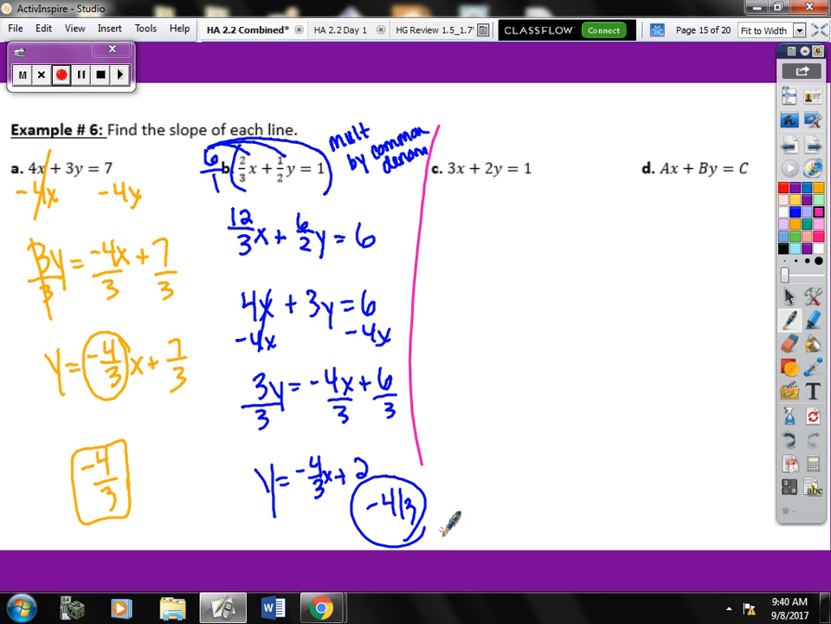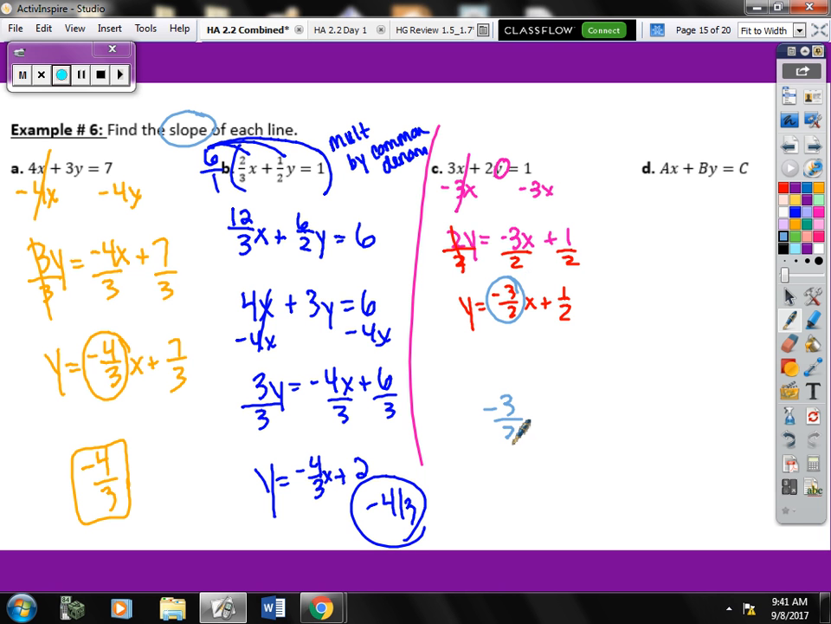Okay, so for this one, again, to find my slope, I'm going to solve this for y. So I would subtract 3x. Again, I always put it instead of 1 minus 3x, negative 3x plus 1. And then I would undo multiplication with division. The question didn't ask me for the equation. They just asked me what is the slope. So I just need to identify that the slope is negative 3x.